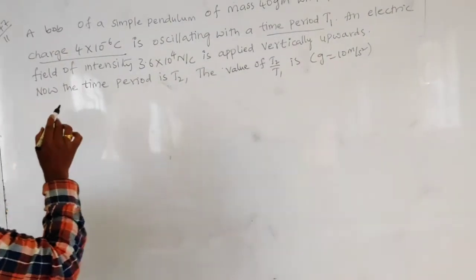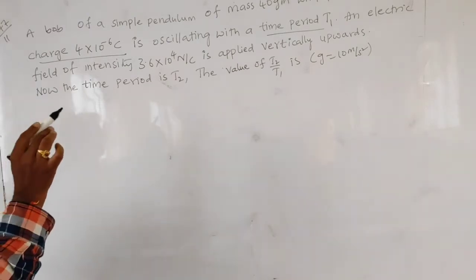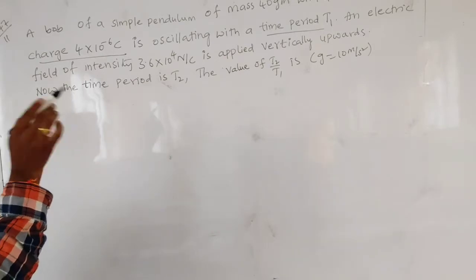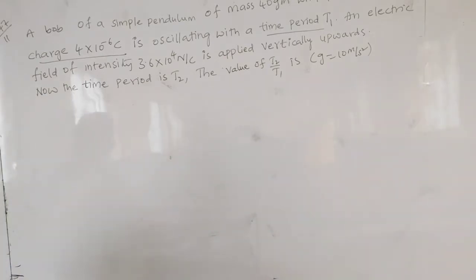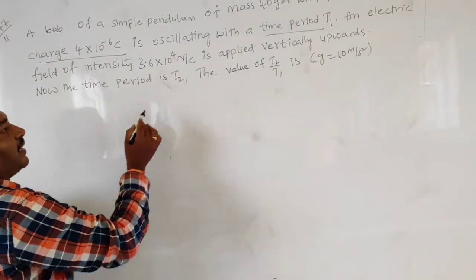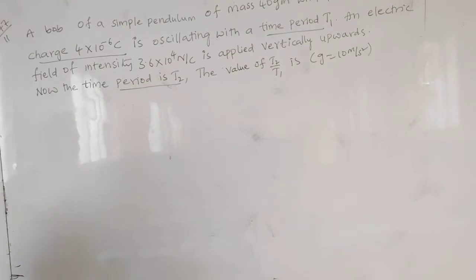see there are two cases. First case is without applying electric field. Second case is we apply the electric field. Without applying electric field, time period t1. By applying the electric field, time period t2. Then what is the ratio t2 by t1.